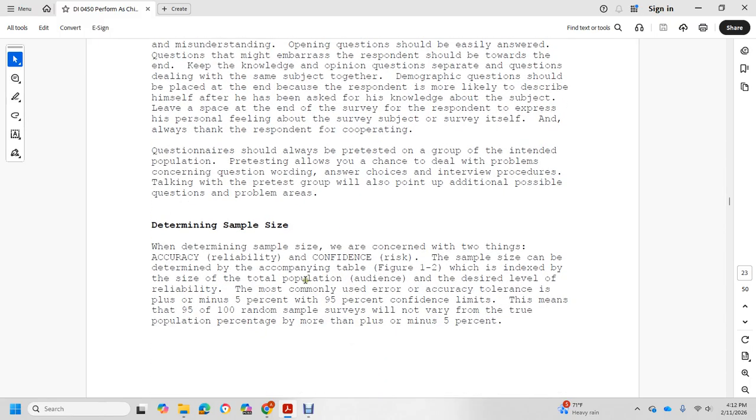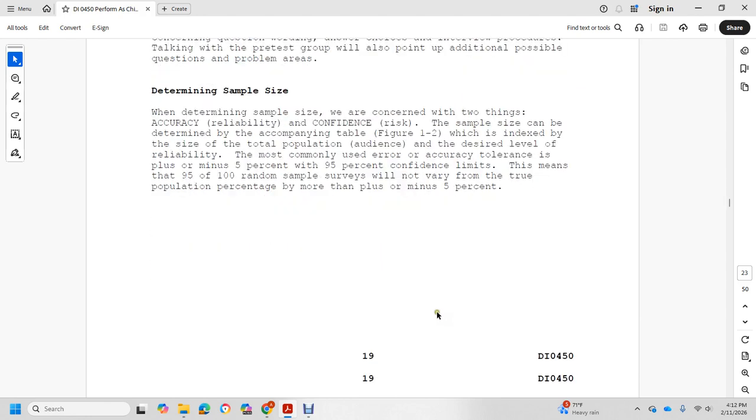Determining sample size. Sample size is concerned with two things: accuracy and reliability, that is, confidence and risk. The sample size is determined with the table in Figure 1.2, which indexes the sample size with the population size and the desired level of reliability. Most commonly, the accuracy tolerance is plus or minus 5% with a 95% confidence limit. This means that 95 out of 100 random surveys will not vary from the true population percentage by more than plus or minus 5%.